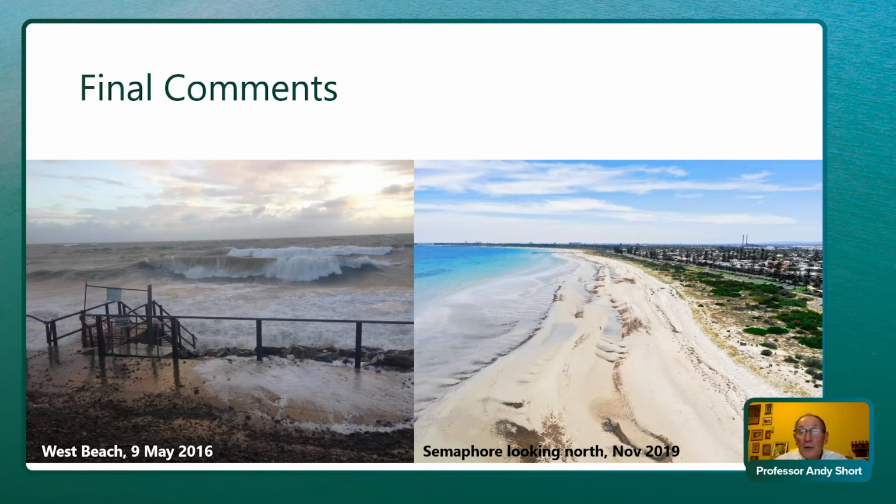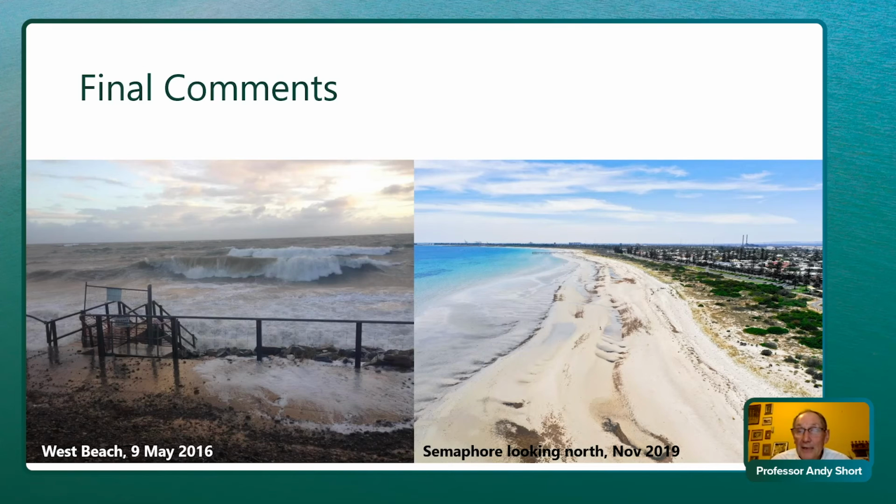Now, the most effective way, both in terms of cost, environment and social impacts, to move sand around is not by trucks, but via a buried pipeline, as they're doing as we speak on the Gold Coast. So with that, I'll finish and say, I think you've got a tremendous coastline there in Adelaide.